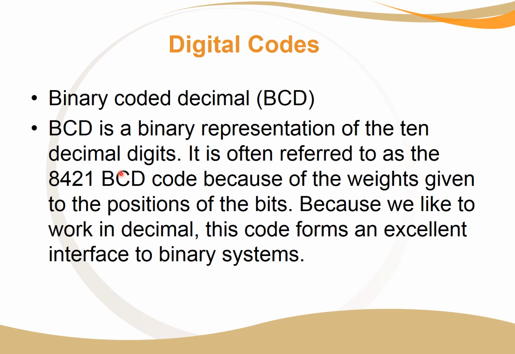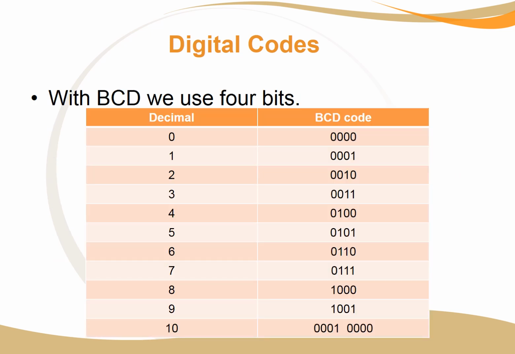But first of all, binary coded decimal, BCD. So BCD is a binary representation of the 10 decimal digits. It is often referred to as the 8421 BCD code because of the weights given to the positions of the bits. Because we like to work in decimal, this code forms an excellent interface for binary systems, which is all well and good, but what does it look like?